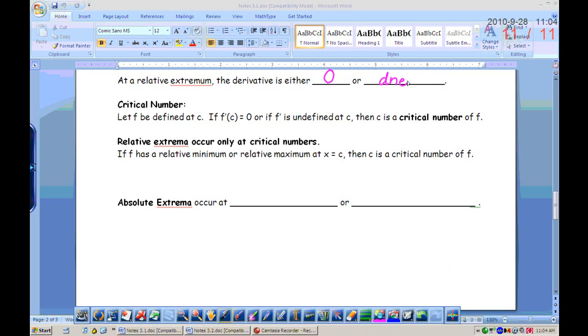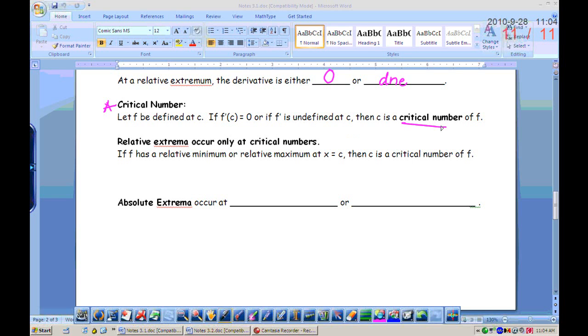All right, that brings up another vocabulary word, which is a critical number. If f is defined at c, and if f prime of c equals 0, or if f prime of c is undefined at c, then c is called a critical number. So a critical number is anywhere that the derivative is 0 or undefined. You've got to get that in your head and keep it there and not lose it.